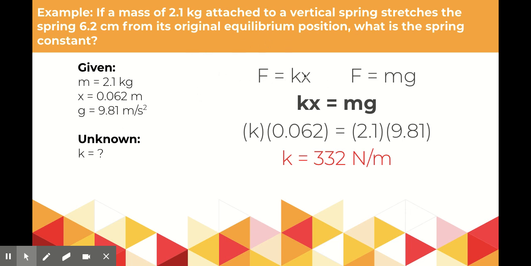So here we have these two relationships, and we're able to derive our own formula from that. We know that force is equal to the spring constant times the displacement, and we also know that force is equal to mass times gravity, so we can derive our own relationship. We're going to substitute these in. We have K times the displacement in meters set equal to the mass times gravity.